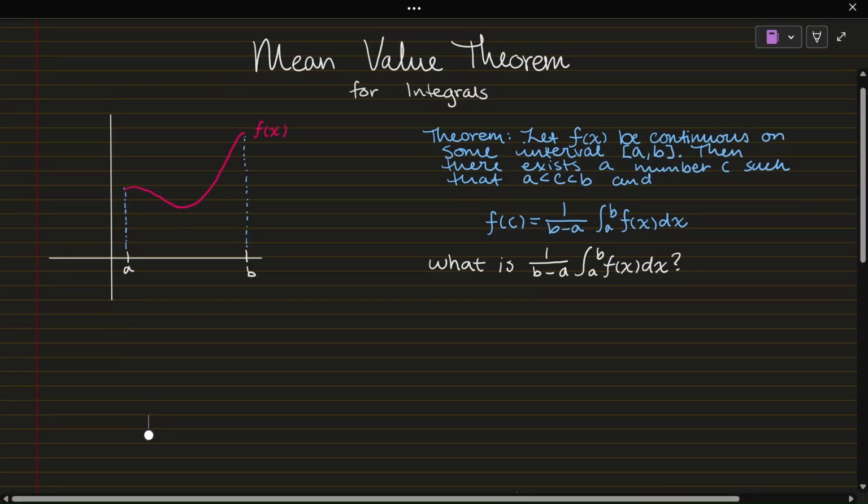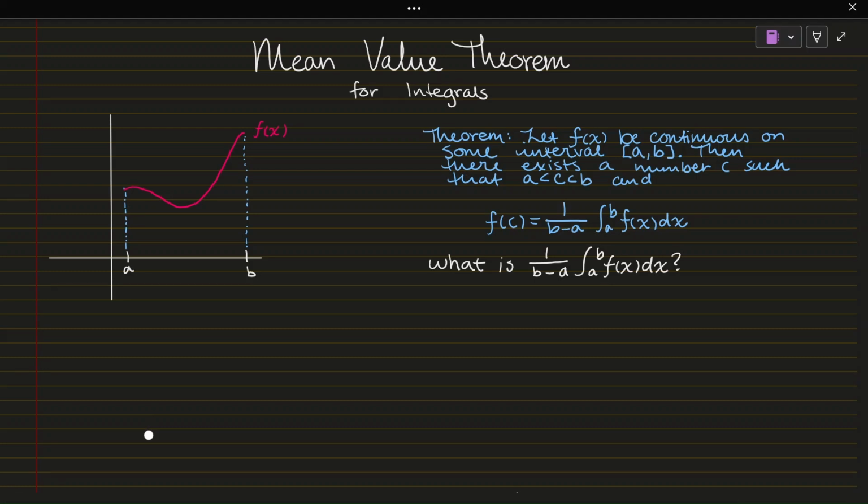In this video, I want to talk a little bit about the mean value theorem for integrals. This theorem states, let f of x be a continuous function on some closed interval [a, b]. Then there exists a number c between a and b such that f of c is 1 over b minus a times the integral from a to b of f of x dx.